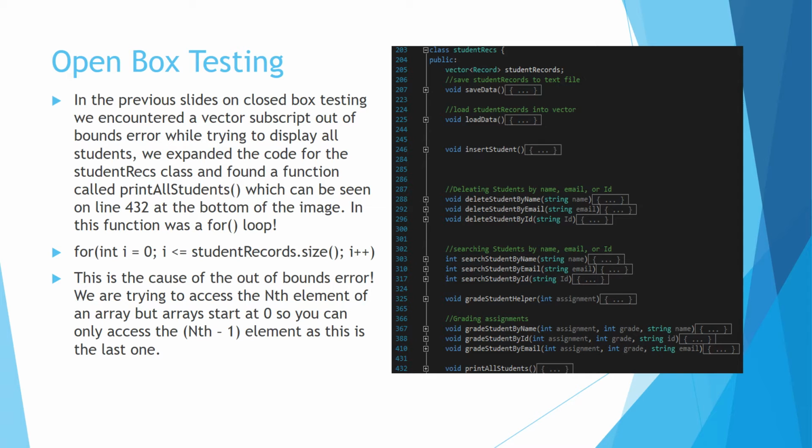So we expanded this function, and inside of this function is a for loop. And here is the for loop, which is for int i equals 0, i less than or equal to student records.size, increment i. This is the cause of the out of bounds error, because here we're trying to access the nth element of an array, but since arrays start at 0, you can only access the nth minus 1 element, as this becomes the last one. So something like this is easy to fix. All you have to do is make it, instead of i is less than or equal to the size, you just make it i is less than the size. So when you get to your last increment, you're at the last element and not the element past that, which is your out of bounds error.